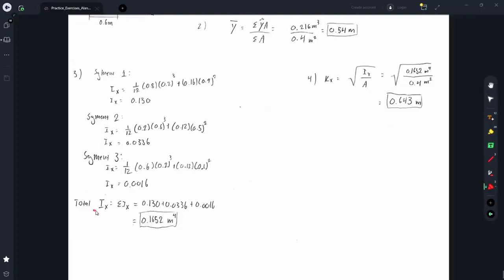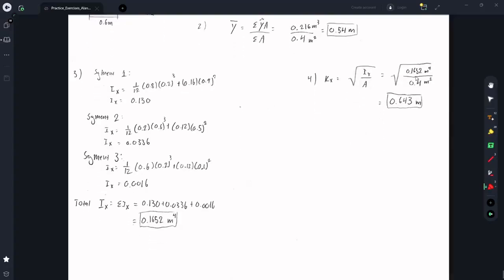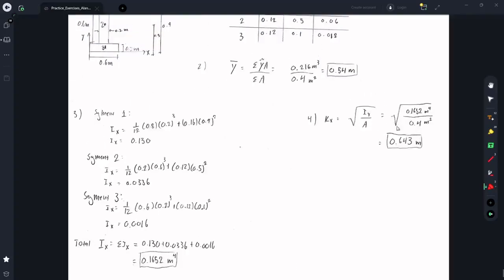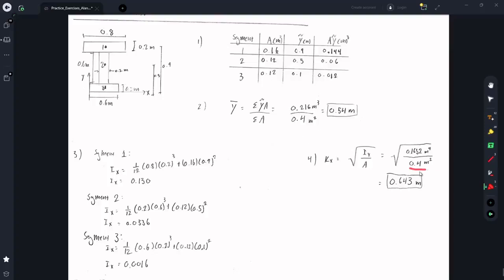So the total Ix is going to be the sum of all of the moments of inertia that we found. Adding all those together, I got 0.1652 meters to the power of 4. So finally, to find k sub x, the formula is just the square root of the moment of inertia over the total area. So I plugged in 0.1652 and 0.4 from the sum of the areas, and I got 0.643 meters.